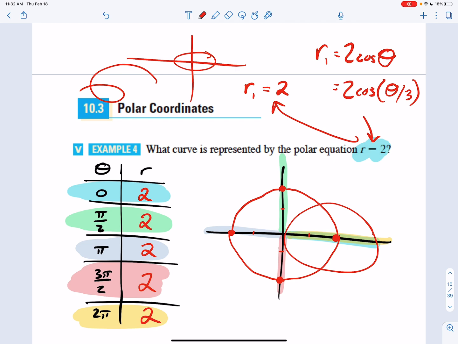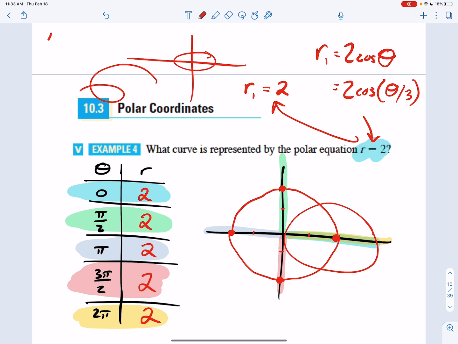Let's do 5 sine theta. Let's see what that does. 5 sine theta, it looks like it's a circle, but it's just moved upwards. Okay, so you play with it, right?